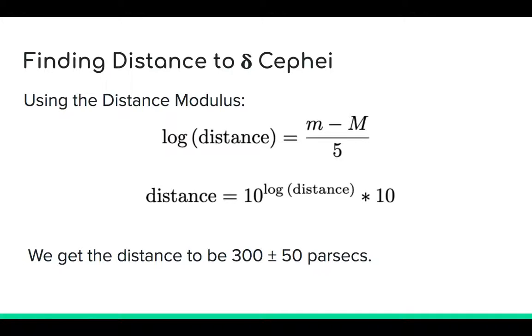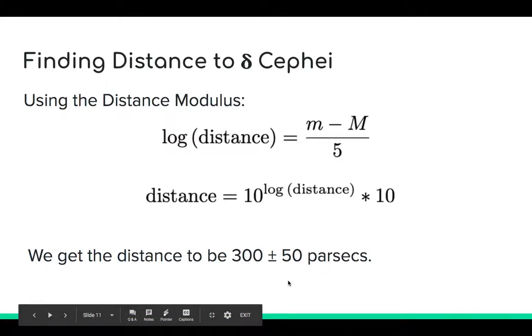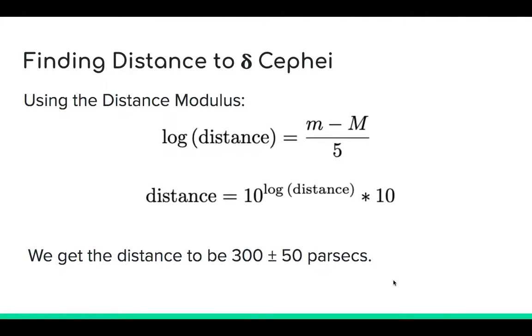And then we can use the distance modulus to find the distance to delta Cephei. And using that, we get the distance to be 300 parsecs plus or minus 50. And the known distance to delta Cephei is 272. So even though our uncertainty is pretty large, the accepted value is within the uncertainty, so that is good.